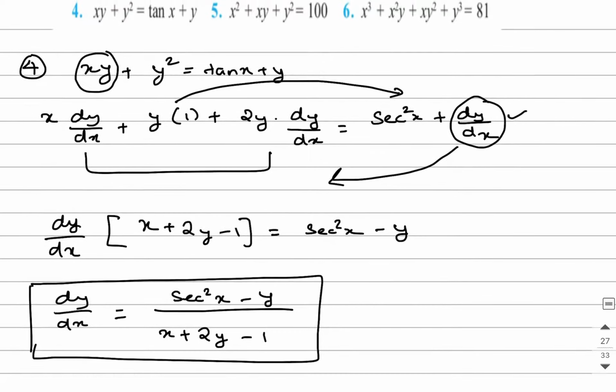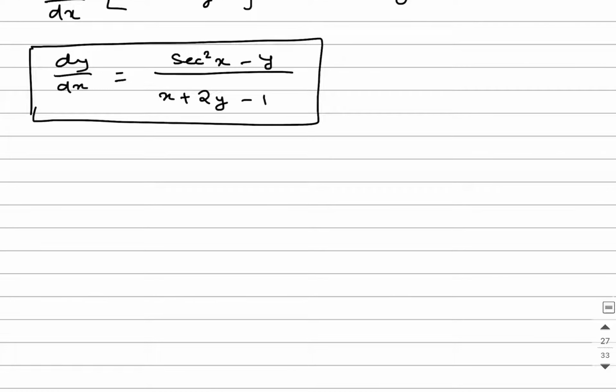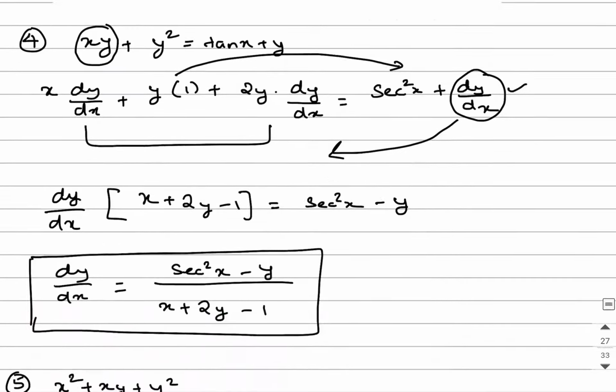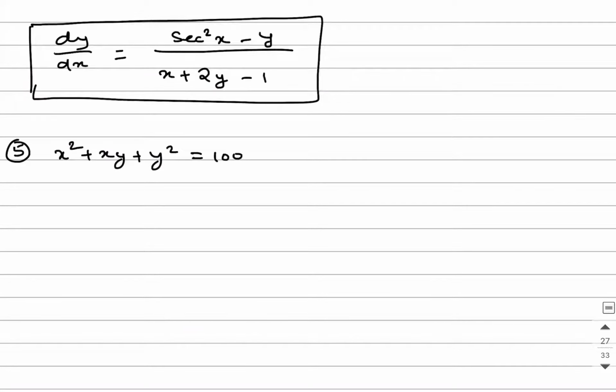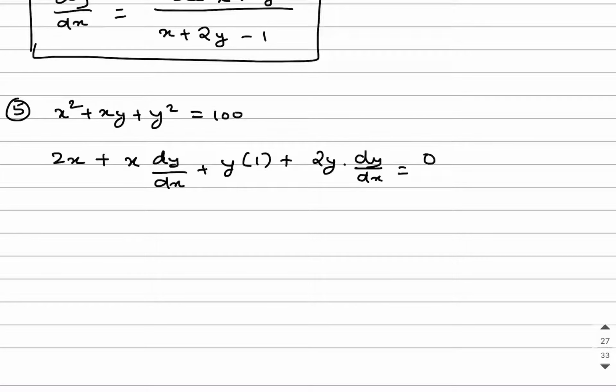Similarly, the fifth question is x square plus xy plus y square is equal to 100. Now differentiating on both the sides, derivative of x square is 2x plus for xy we will apply UV rule. So x into dy by dx plus y into derivative of x is 1 plus derivative of y square will be 2y into dy by dx is equal to derivative of 100 is 0.